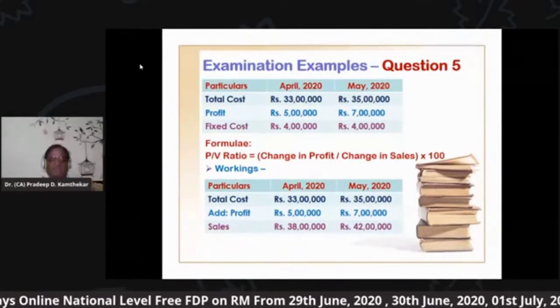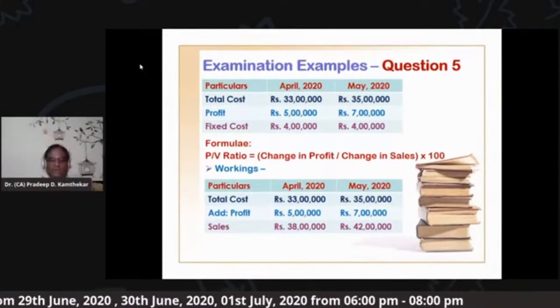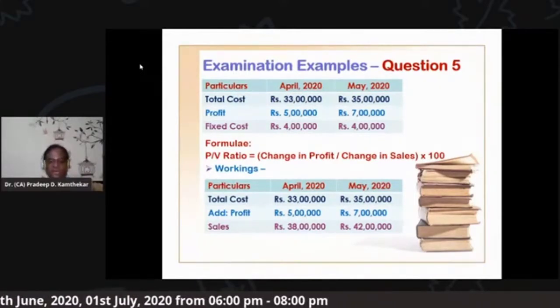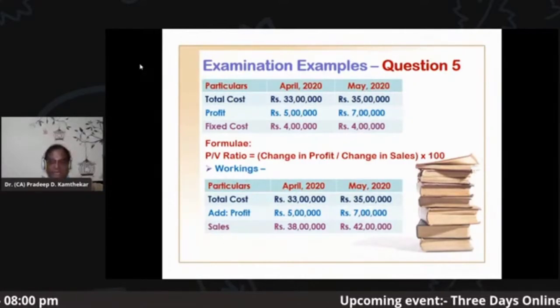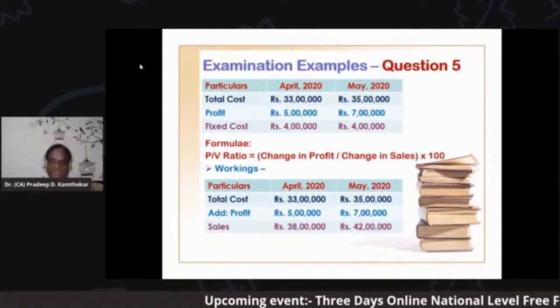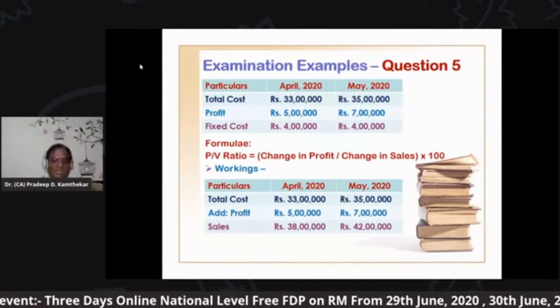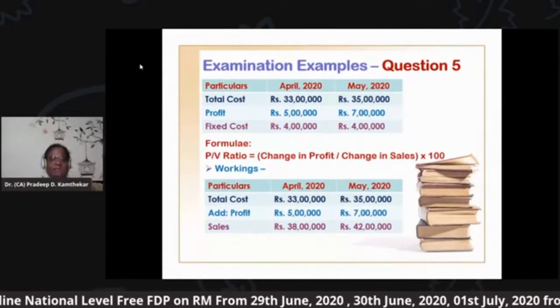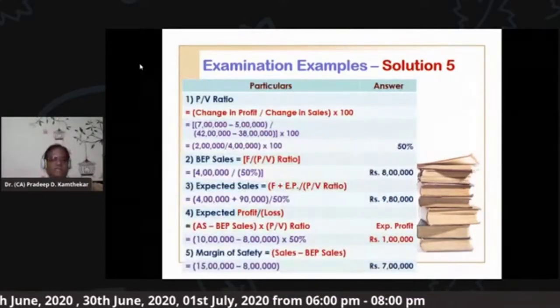Already profit is given as 5 lakhs and 7 lakhs. So increase in profit is 2 lakhs. Increase in profit 2 lakhs divided by increase in sales 4 lakhs into 100 will give the PV ratio. This type of calculation is required when the sales and profit are not directly given. Here profit was given, but the sales was not given, and that sales we have calculated by adding total cost and profit.